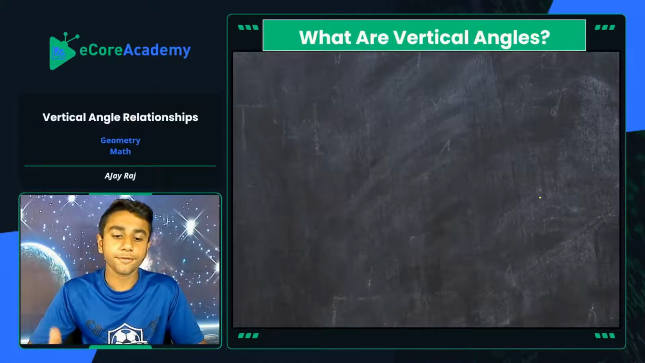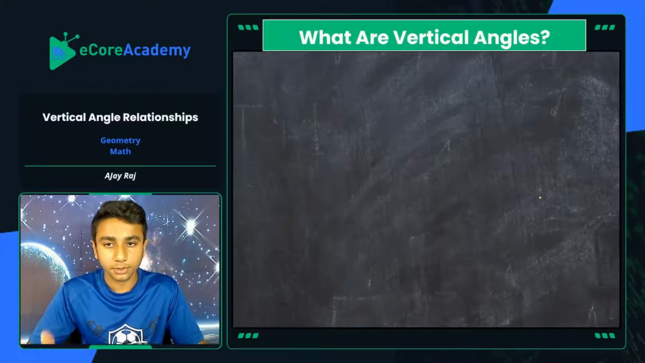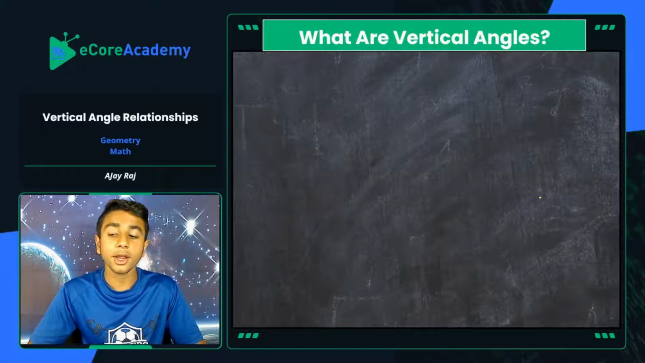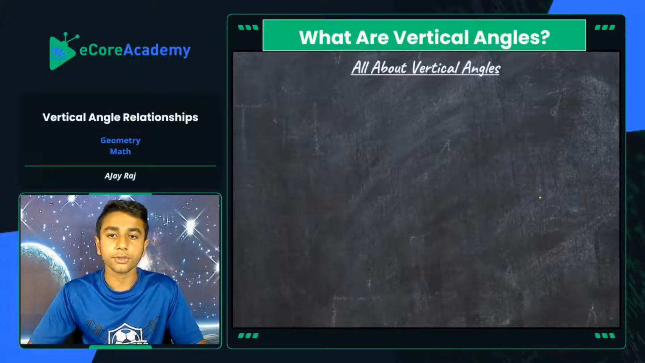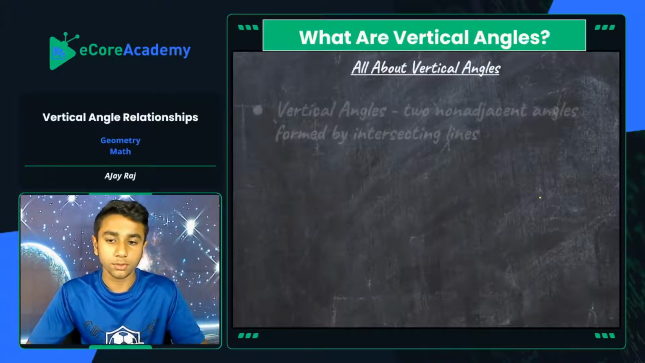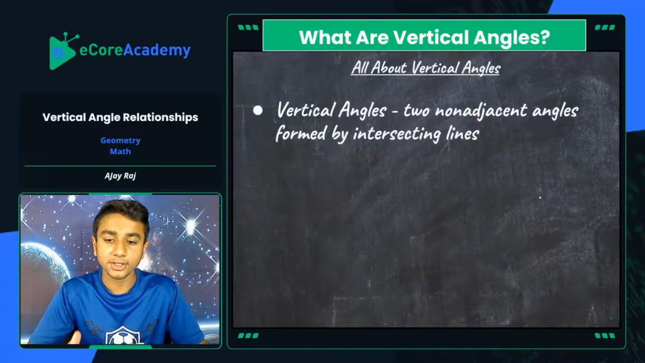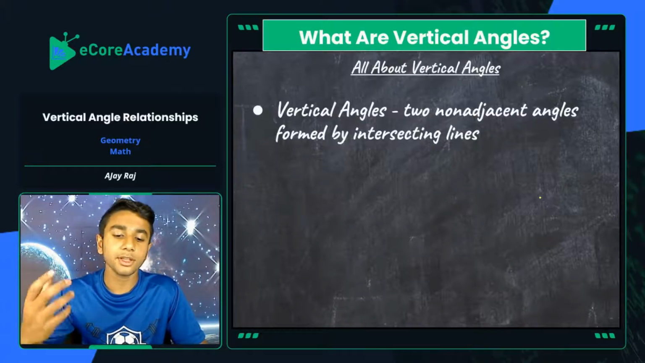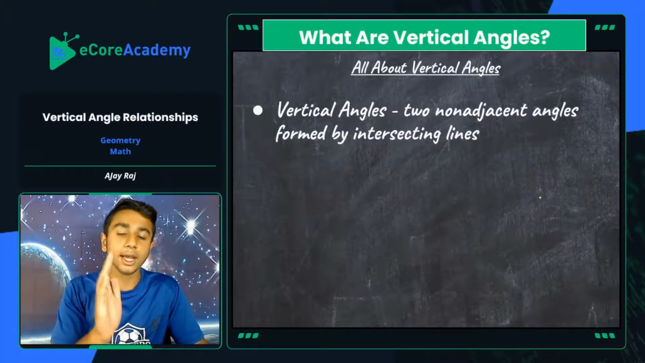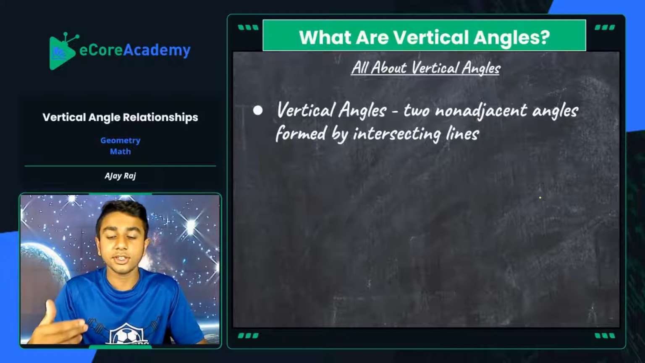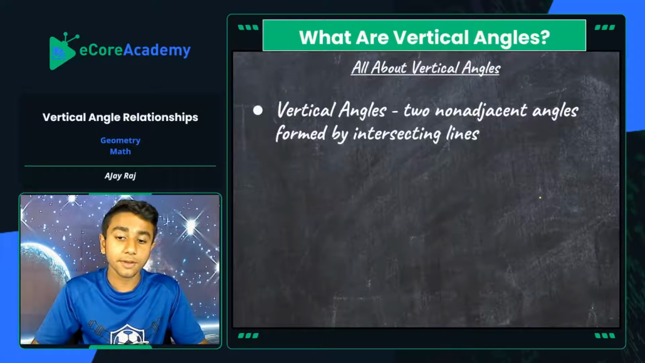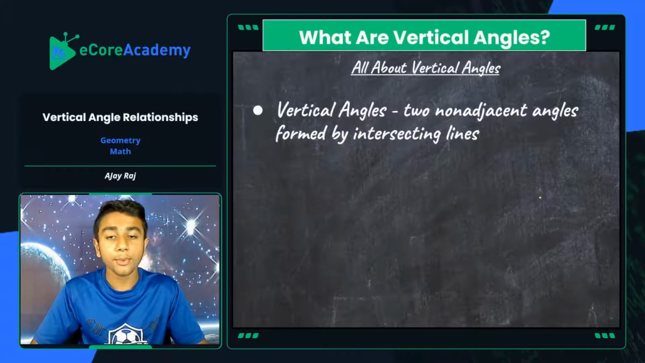All right, so the first slide is all about what vertical angles are. We're going to look at the definition of vertical angles as a whole. The definition of vertical angles in geometry is basically two non-adjacent angles formed by intersecting lines. If you think about the term vertical, that means up and down. It's not necessarily the same exact positioning for vertical angles in all cases, but when you look at it from certain perspectives, angles are always going to be vertical from each other.